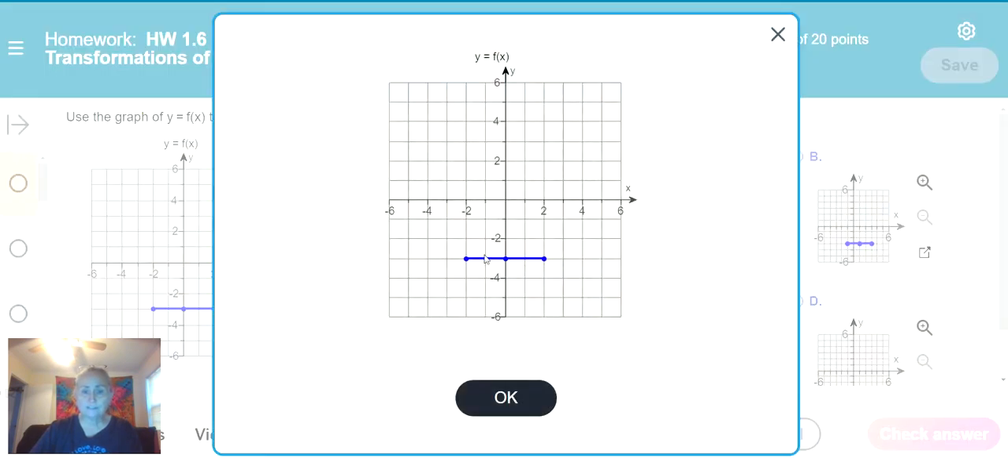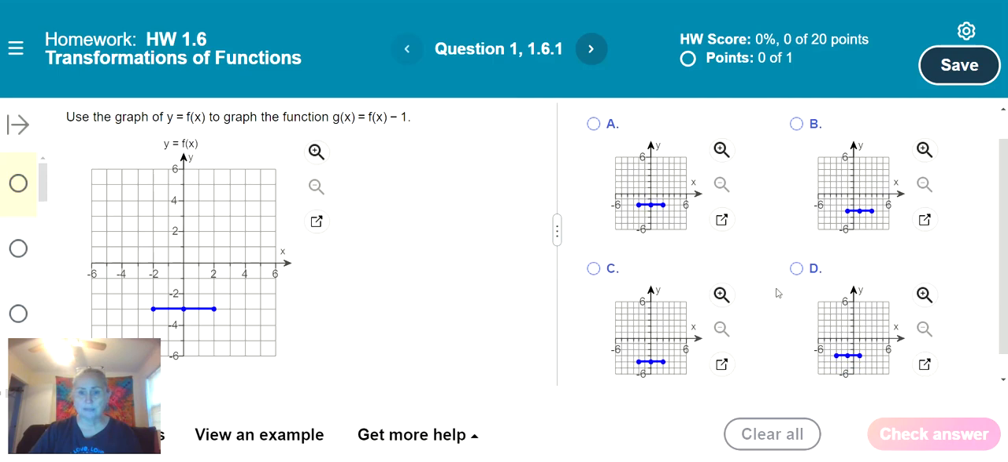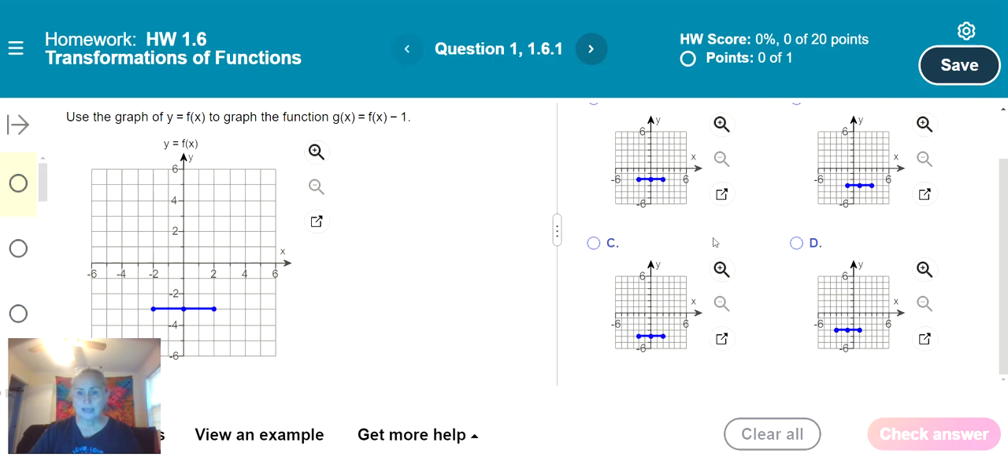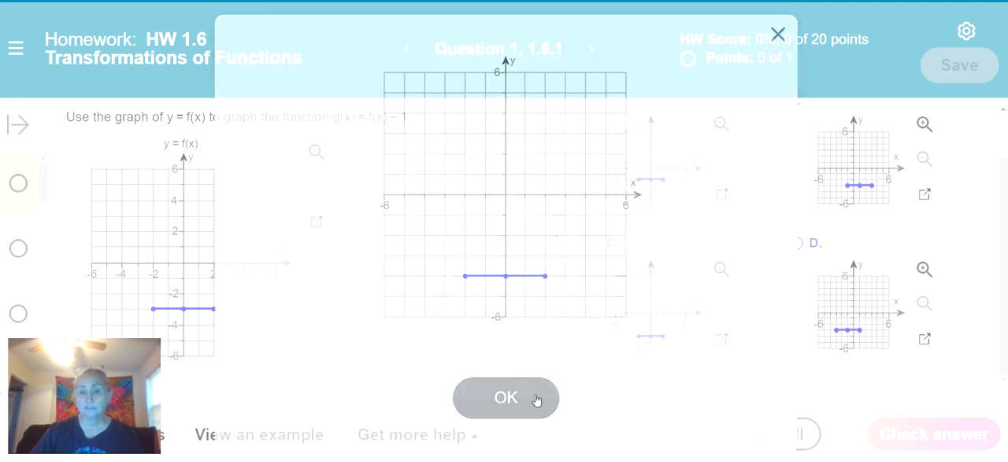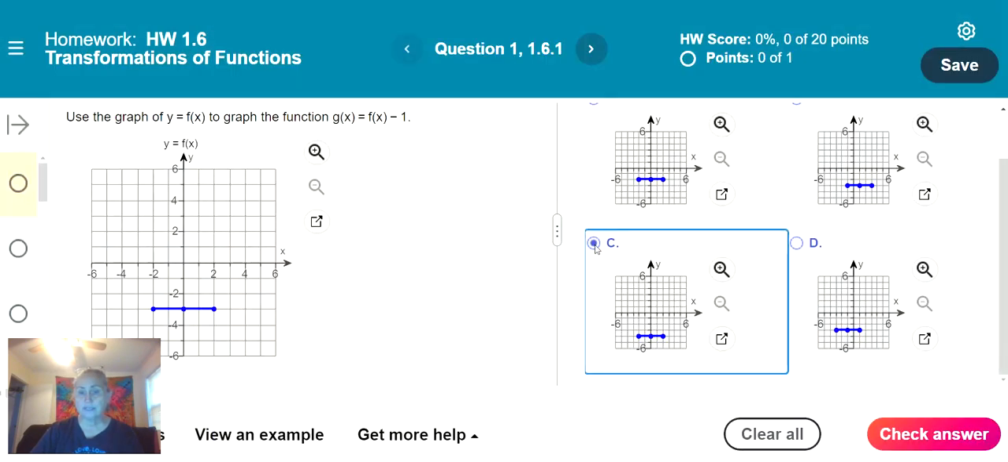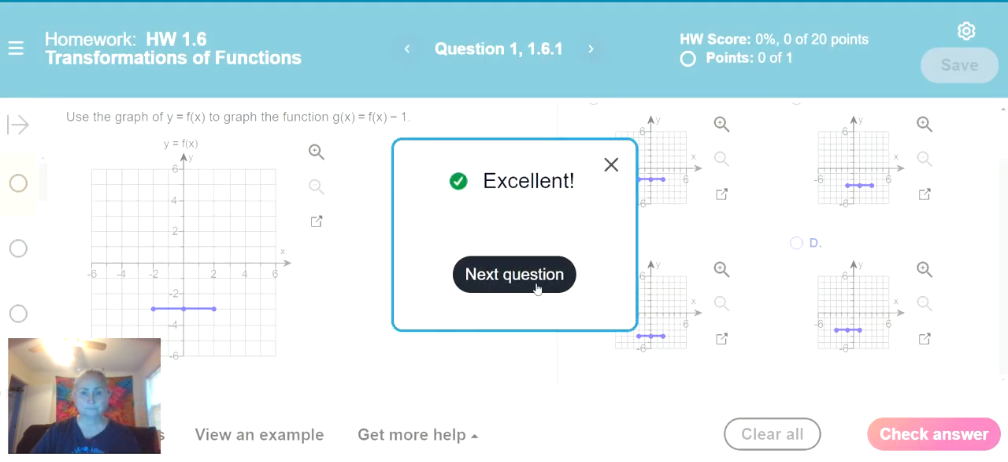Now this graph is located at 3, so if we just move it down 1, we'll have the same exact shape, but it'll be down at -4. So I look at my choices, and let me pop out C. It was at 3, and now it's at -4. So the correct answer here is C. Just -1 on the outside just means take that same graph, don't change the shape, just go down by 1.